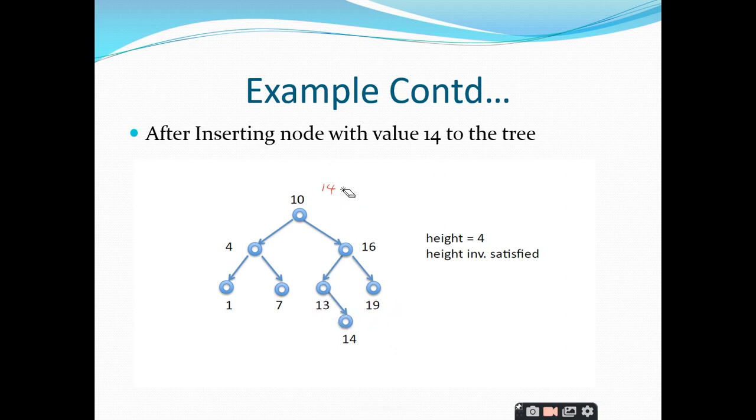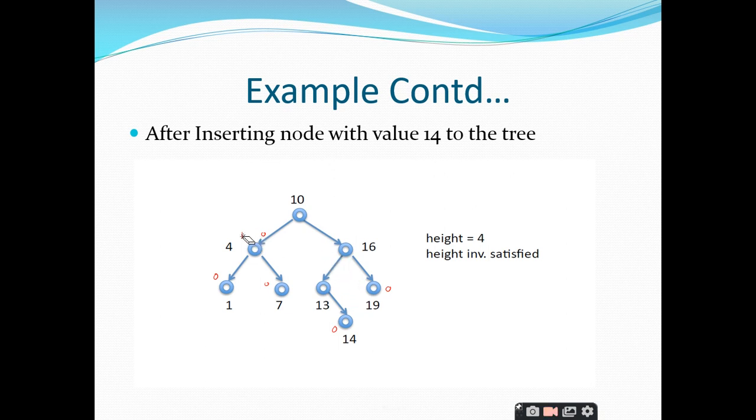But here our concept is to check the balance factors of each and every node. What are the balance factors of leaf nodes? 0, sir. So 1, 7, 14, 19, which are the leaf nodes, have the balance factor as 0. What about the balance factor of 4? 0, sir. So the height of the left subtree is 1, the height of the right subtree is 1, therefore it becomes 1 minus 1, that is 0.